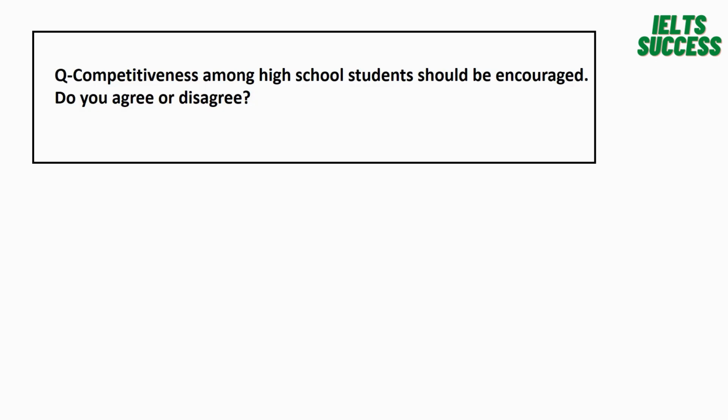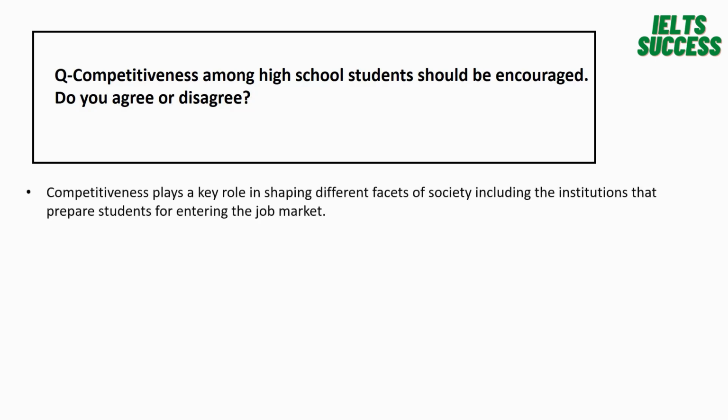Again, I have to start with a very general sentence. The background: competitiveness plays a key role in shaping different facets of society, including the institutions that prepare students for entering the job market. As you can see here, I speak about competitiveness in general, the role of competitiveness in shaping a society. After that, I'll rewrite the sentence in the question.